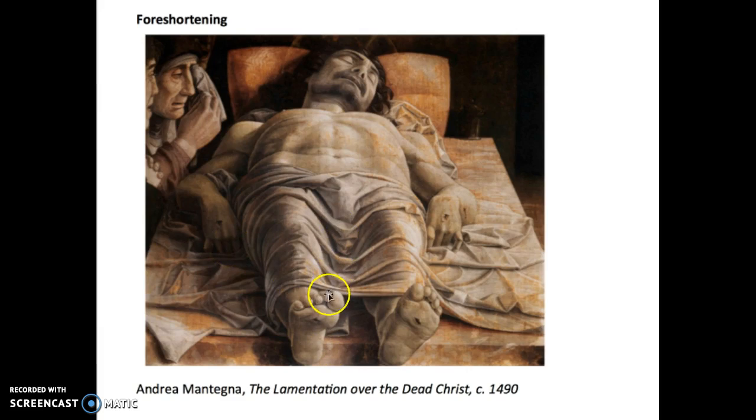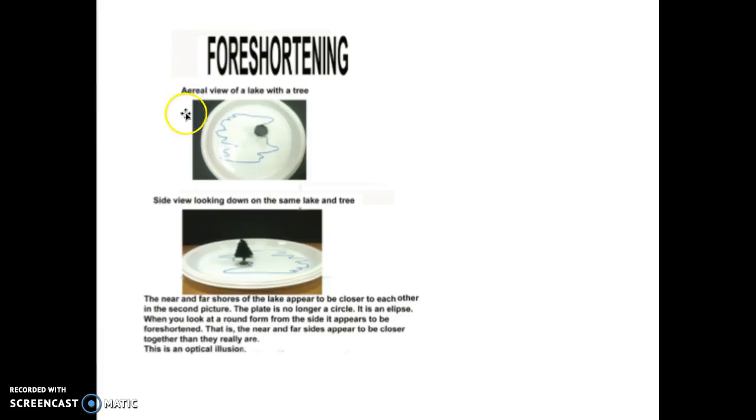His feet, if we were actually looking at his body, would have to be much bigger than Mantegna has depicted, but he's shrunk them in order for us to really view the entire body of Christ, this foreshortened body of Christ. This little visual might give you a better idea.